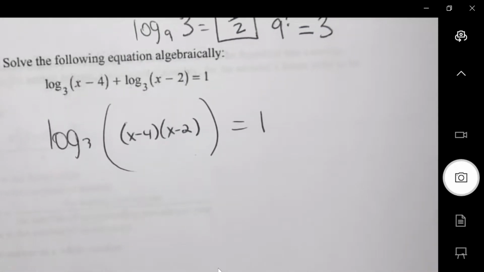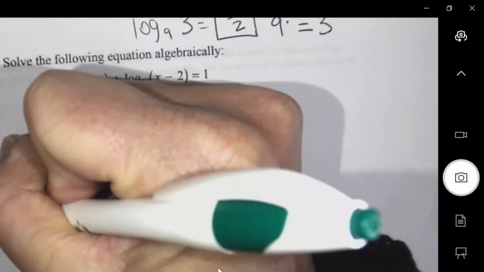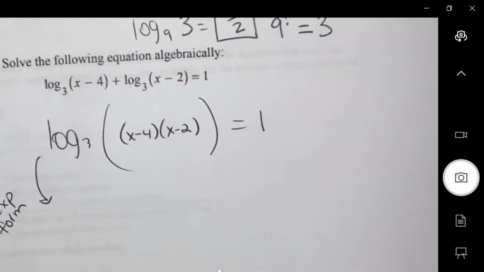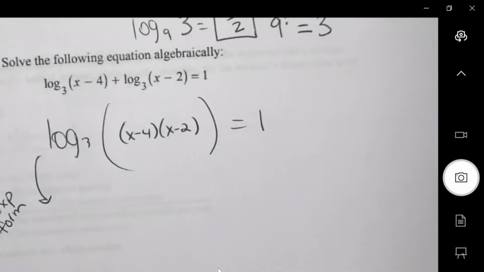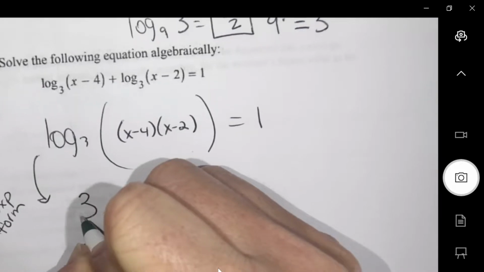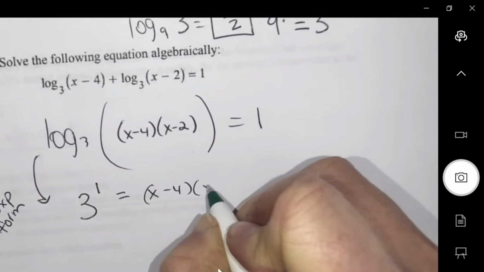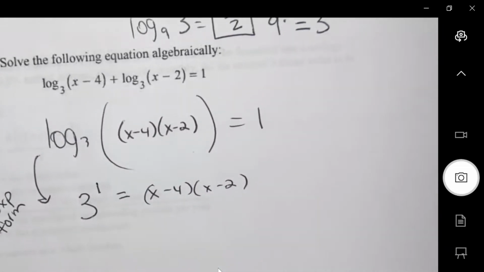Okay, this is in log form. I'm going to change to exponential form now. Can you change the format? So base, exponent equals result. Can you change that for me? So you should have a 3 to the 1 equals... does that make sense form-wise? You see them all?